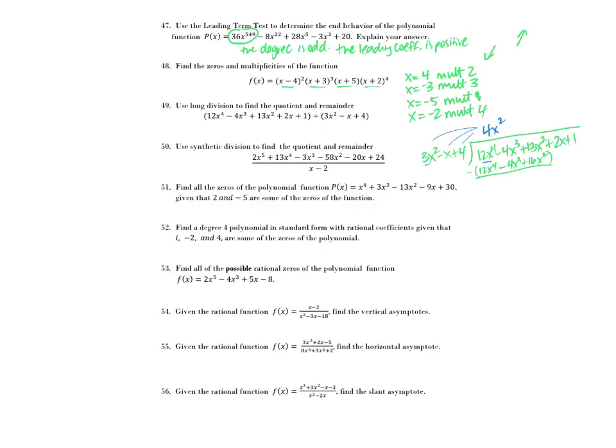So 12x to the fourth minus 12x to the fourth will be 0x to the fourth. Negative 4x cubed plus 4x cubed is 0x cubed. And then 13x squared minus 16x squared is negative 3x squared. Then I'll go ahead and drop this down: plus 2x plus 1. Now I look at this term and see what I need to multiply 3x squared by to get negative 3x squared. And the answer is just negative 1, of course.